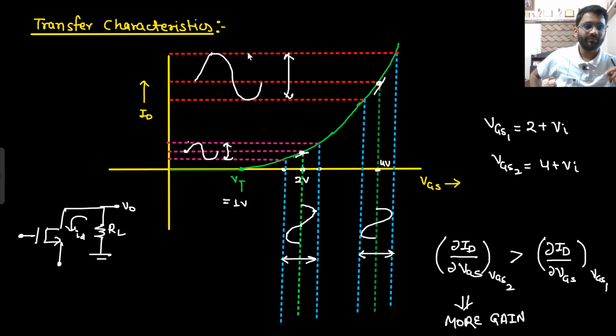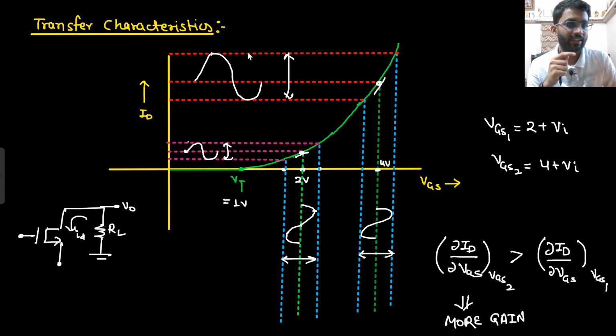So what do you think here? That we should keep the VGS value very high? By seeing this graph until now, you will think that we should keep VGS as high as we can, because at higher VGS we have more slope, and more slope means more gain, and this is what we want. So we should keep VGS very high, but this is not the case. We have to find an optimum value of VGS, not very high.